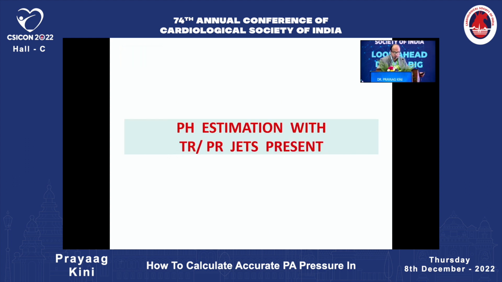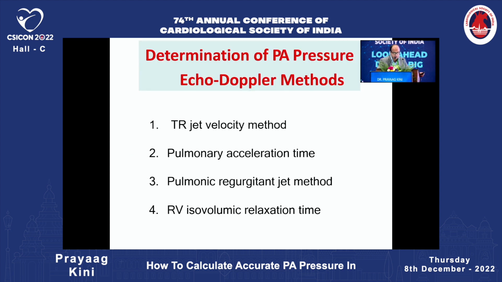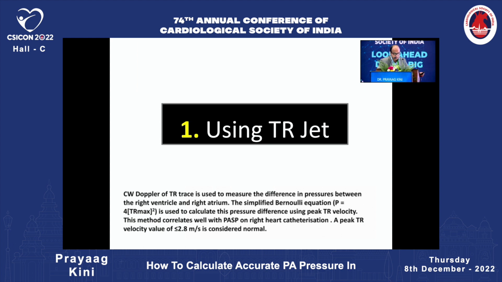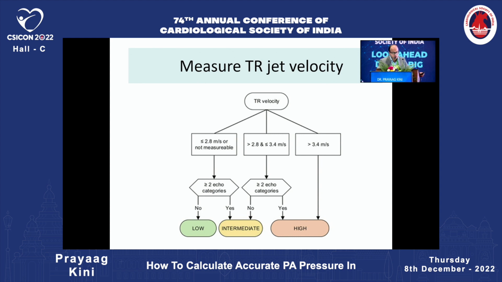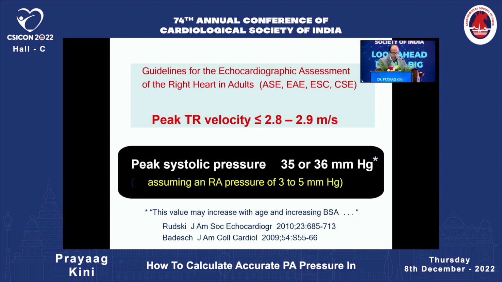If we have TR and PR jets present, our life becomes much easier. We can use all of these methods, which is the TR velocity jet method, which I was alluding to earlier. We should take the chin and not the beard. The PAT method, the PR method, and the RV isovolumetric relaxation time method. So the TR jet has been amply done and practiced by all of us. Essentially, we look at the TR velocity. If it is less than 2.8, 2.8 to 3.4, or more than 3.4, it is low, intermediate, or severe. So we go with the Bernoulli equation here, essentially the 4V square. The peak TR velocity is normally less than 2.8, even as per the ACC guidelines.